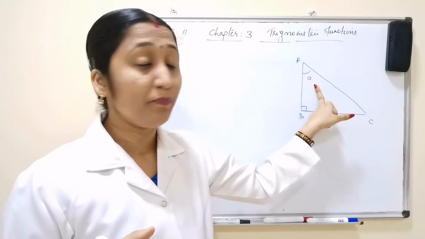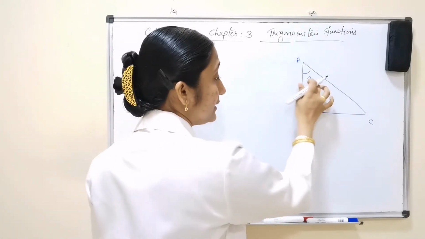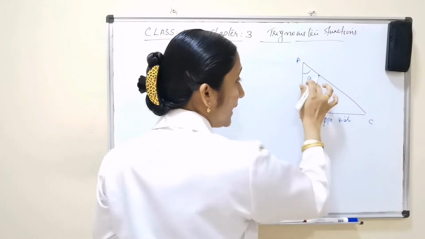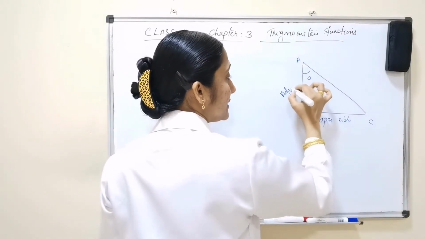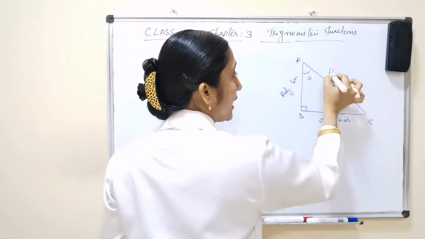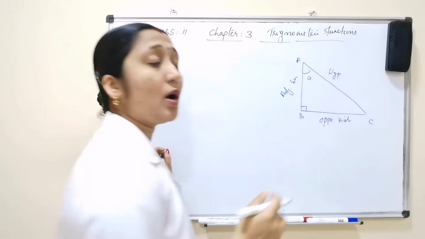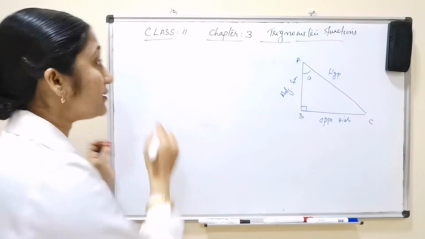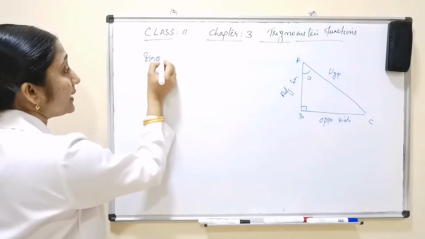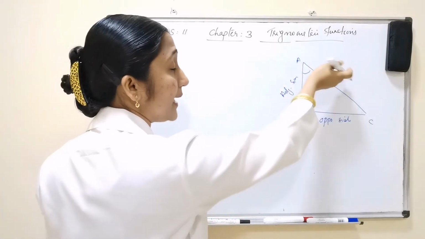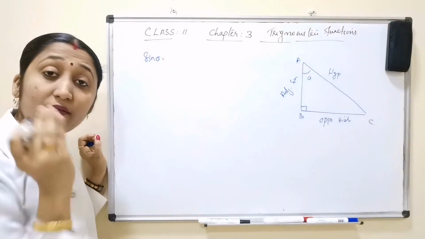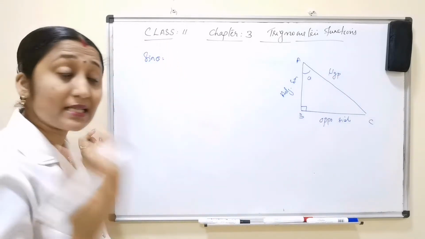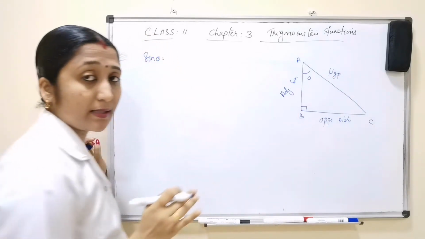Then this is theta. Based on this angle theta, this is the opposite side, this is the adjacent side, and this is the hypotenuse. This is the basis of the trigonometric functions we already studied in class 10. Sine theta is equal to opposite side by the hypotenuse, cos theta is adjacent side by the hypotenuse, and tan theta is opposite side by the adjacent side.